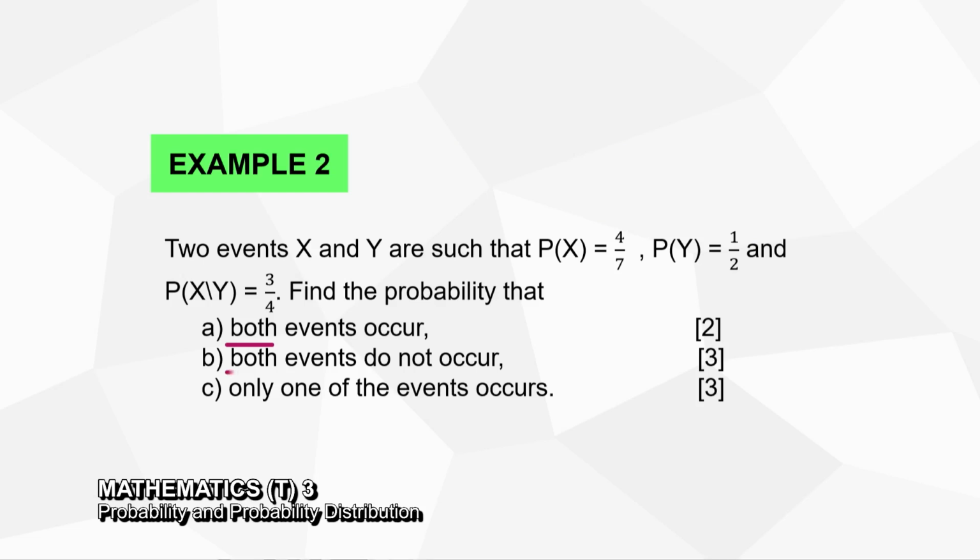Then next one, if you notice part B, they ask you to find both do not occur. That means if you don't know the formula, you cannot answer this question. Then next one, only one of the events occurs. So to answer these three parts of the question, you need to convert the probability statement into set notation. Okay, so let us see.